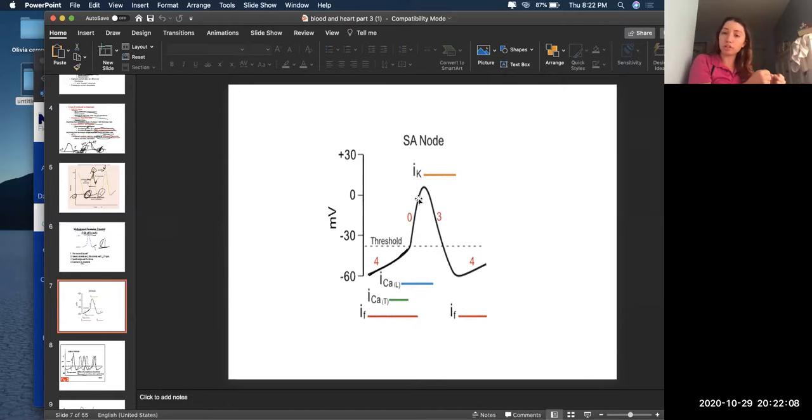Once the atria contract, they push the rest of the blood into the ventricles. The ventricles are full, and the AV valve shuts. Once the ventricles start to contract, they have all the blood that they need, and then they push it along. When you think about the heart, the atria are up here, and the ventricles are down here.